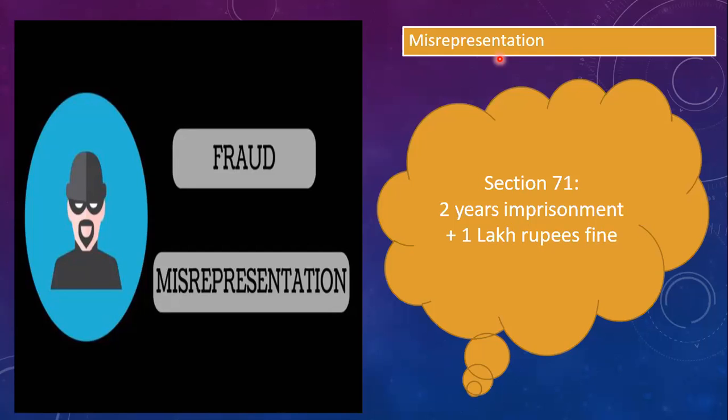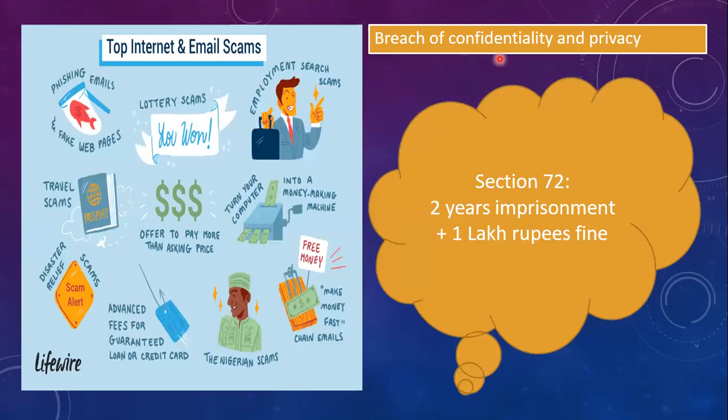So anybody who misrepresents any kind of information to the controller of certifying authorities, that is CCA, for obtaining any license or digital certificate is punishable under Section 71, for which you can get an imprisonment of 2 years and a fine of 1 lakh rupees. Right? Now, coming back to Section 72.